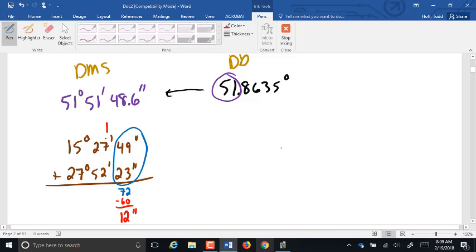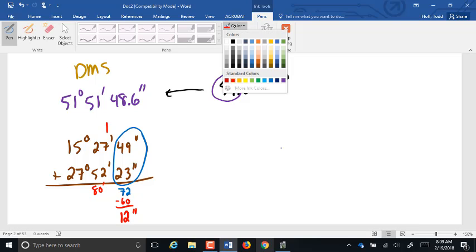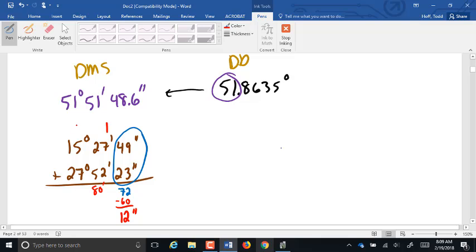Now up here, I've got 27 and 1 makes 28, plus the 52, that's 80 minutes. Is that bigger than a degree? Yes. So I carry 1 degree, and that took how many minutes out of here? 60. So it leaves me with 20 minutes. 15 and 1 is 16, plus 27 is 43. So that's 43 degrees, 20 minutes, 12 seconds.